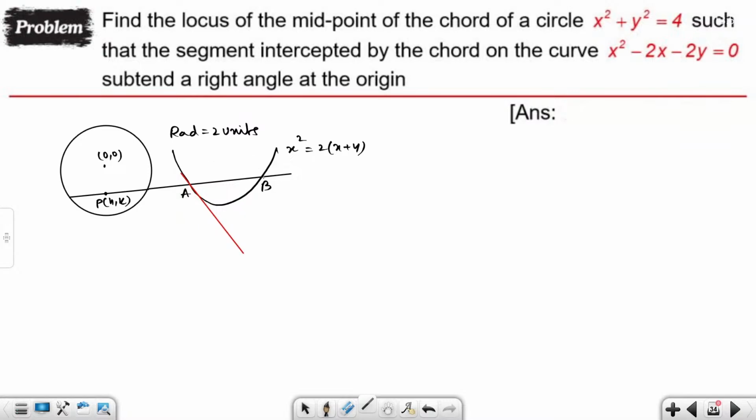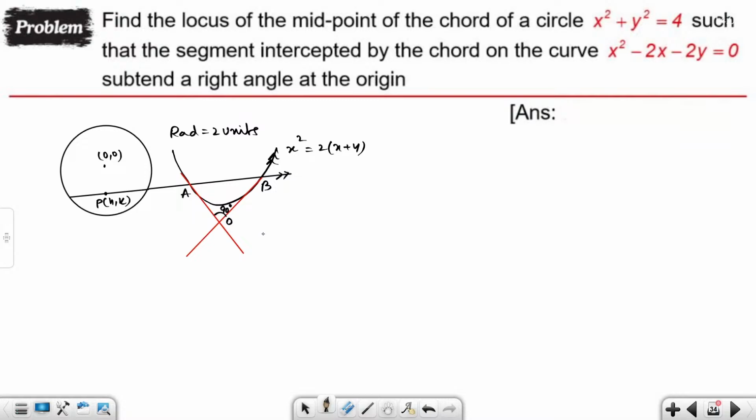Can you understand what we have to do? This is the origin, let us say. Now it is subtending an angle 90 degree at the origin. So the first thing that will come in our mind is that we have to go for homogenizing. We have to go for homogenization. Yes or no? And we have to homogenize the given curve with respect to this line.